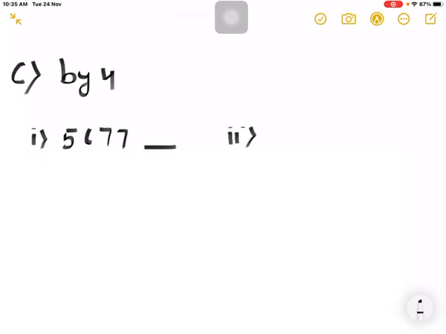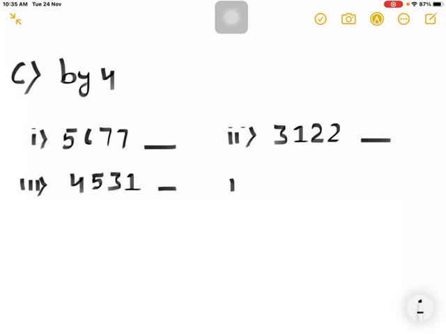Okay, let me write the question C here. C, divisible by 4, and in number 1 here is given 5, 6, 7, 7, and number 2, 3, 1, 2, 2, number 3, 4, 5, 3, 1, and number 4, 9, 0, 8, 4. So you have to know the divisibility rule for 4. What is the divisibility rule for 4?